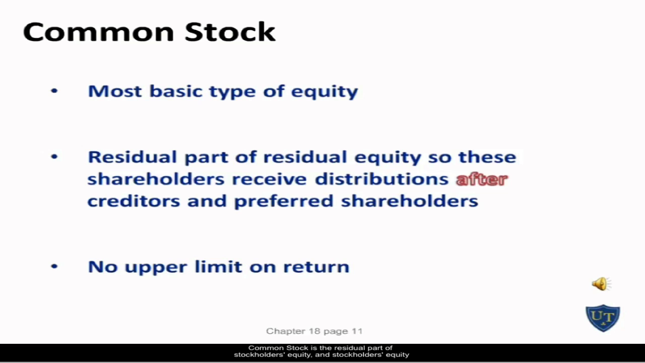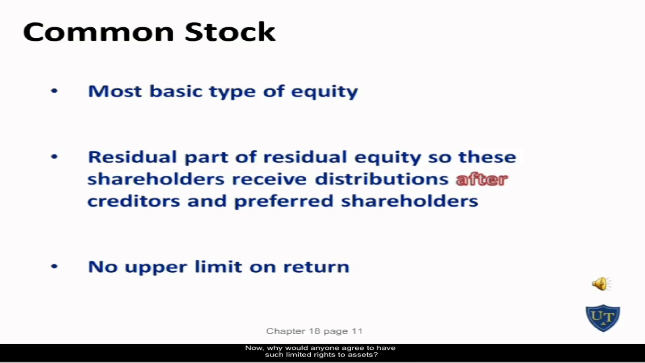Common stock is the residual part of stockholders' equity, and stockholders' equity itself is the residual, or what's left over of assets after liabilities have been liquidated. So common stock represents the residual part of residual equity. These shareholders would receive distributions only after creditors and preferred shareholders have been paid.